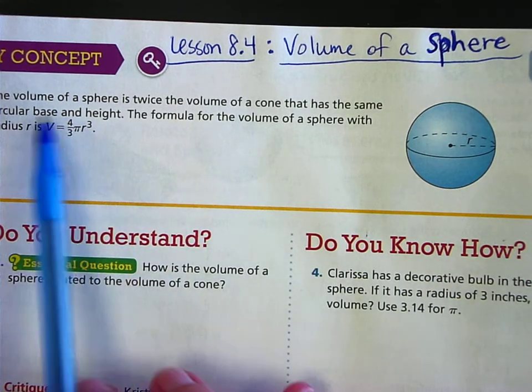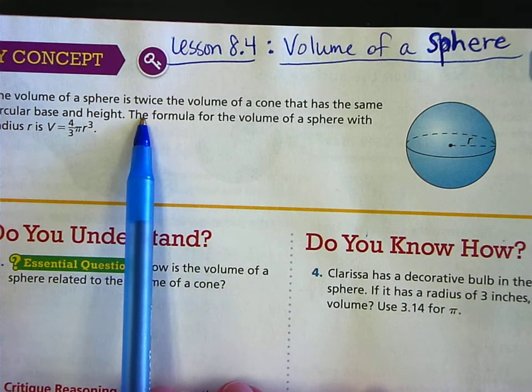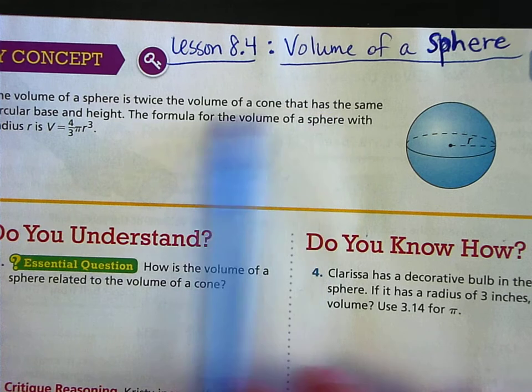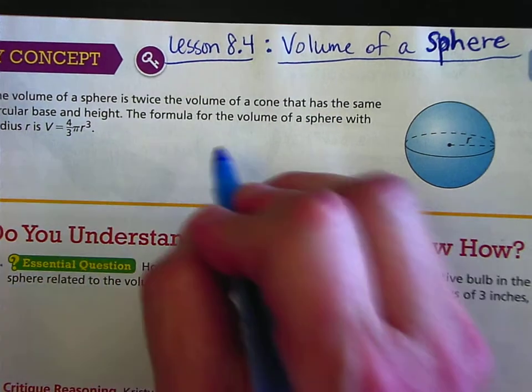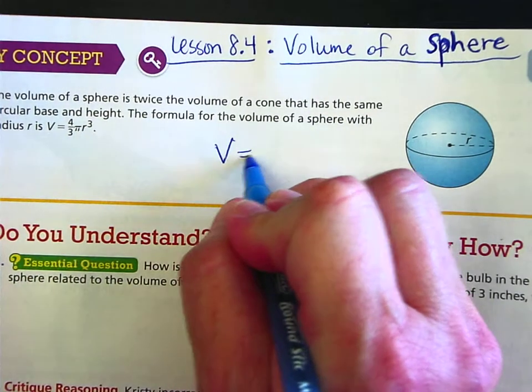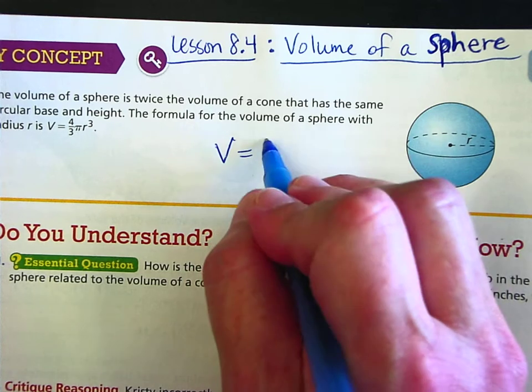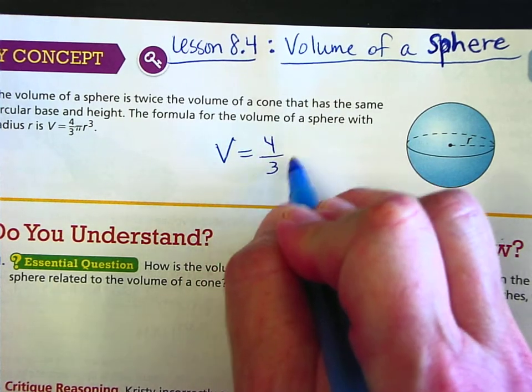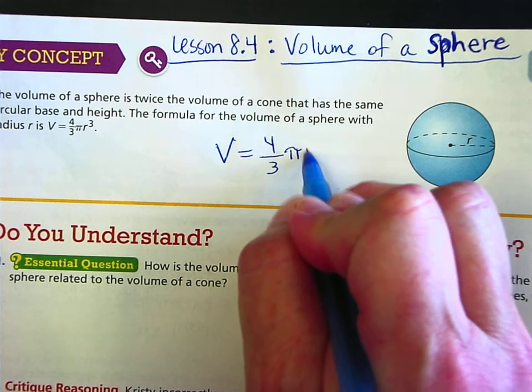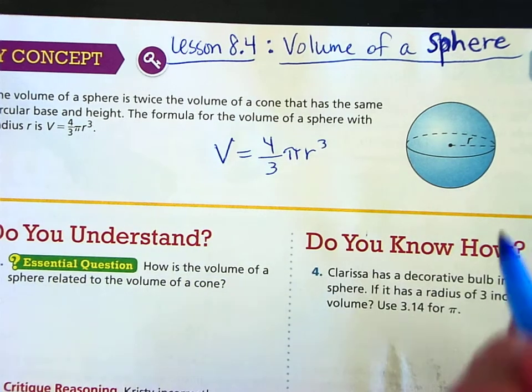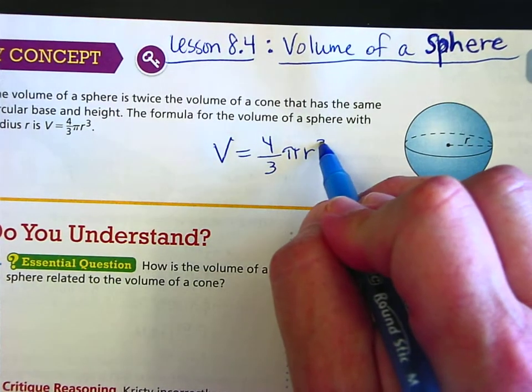Okay, let's take a look at volume of a sphere, which is a three-dimensional circle. The volume of a sphere is twice the volume of a cone that has the same circular base and height. This is your formula: volume of a sphere is 4/3 times pi times radius cubed. So you need the radius.